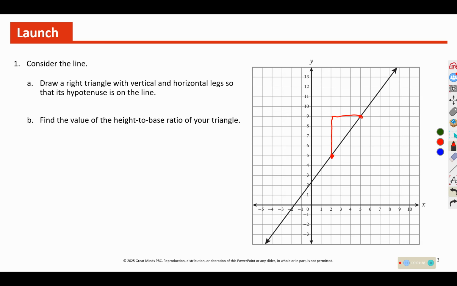Find the value of the height to base ratio of your triangle. Well, the height here is 1, 2, 3, 4. It goes from 5 to 9, so that's a height of 4. And the base went from 2 to 5, so 1, 2, 3. And 4/3 is already in its simplified format. You could change it to a mixed number, but you do not have to.